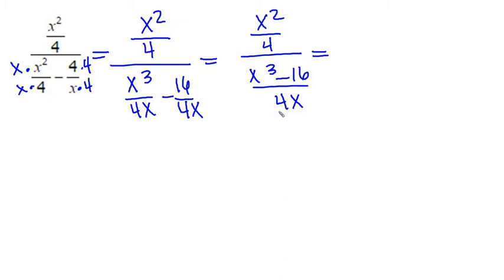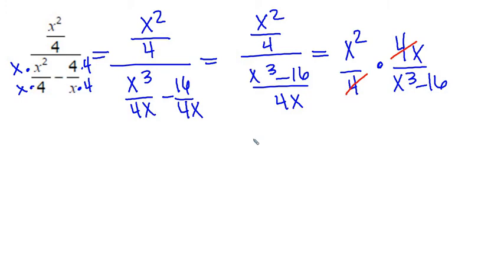So I have a single fraction over a single fraction. So I have x squared over 4 times the reciprocal, which is 4x over x cubed minus 16. So the 4's will cancel. 4 divided by 4 is 1. So I have x times x is x cubed over x cubed minus 16.